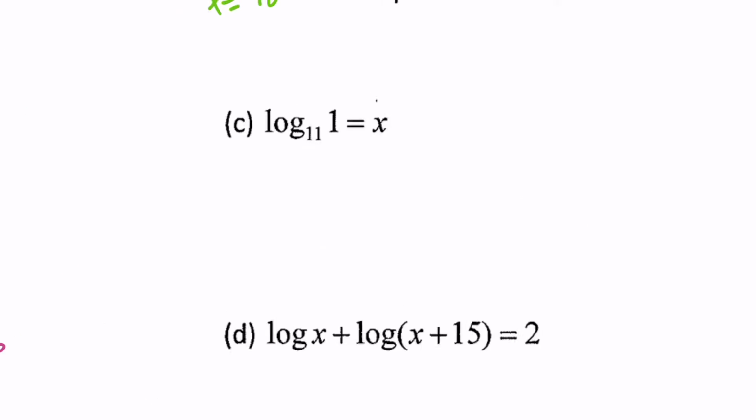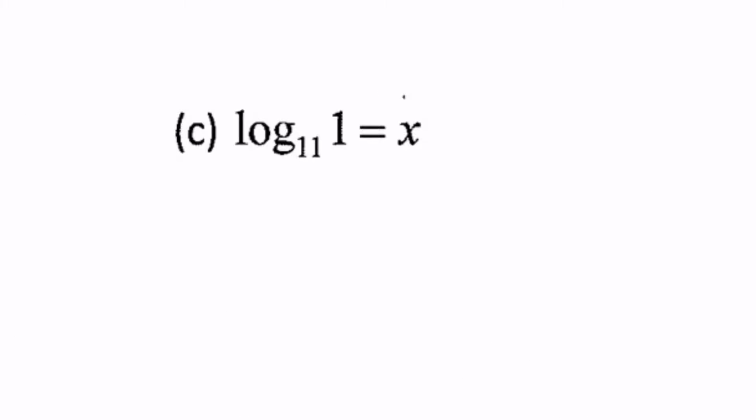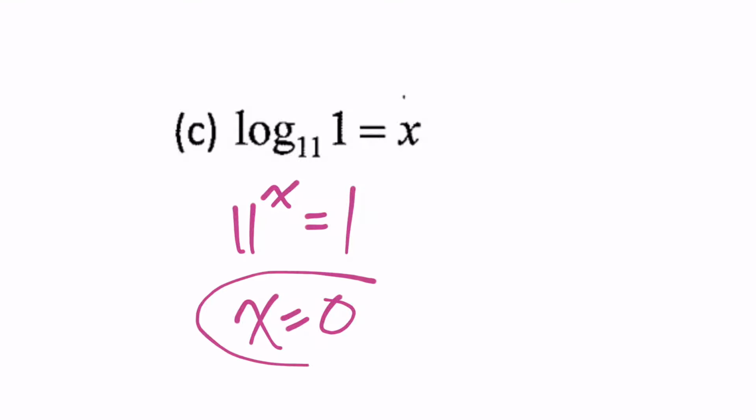Let's do C. Log base 11 of 1 equals x. Well, maybe you remember the property. If not, 11 to some power x equals 1. What does x equal? Well, x has to equal 0. That's how you get 1 from an exponent. x has to be 0.